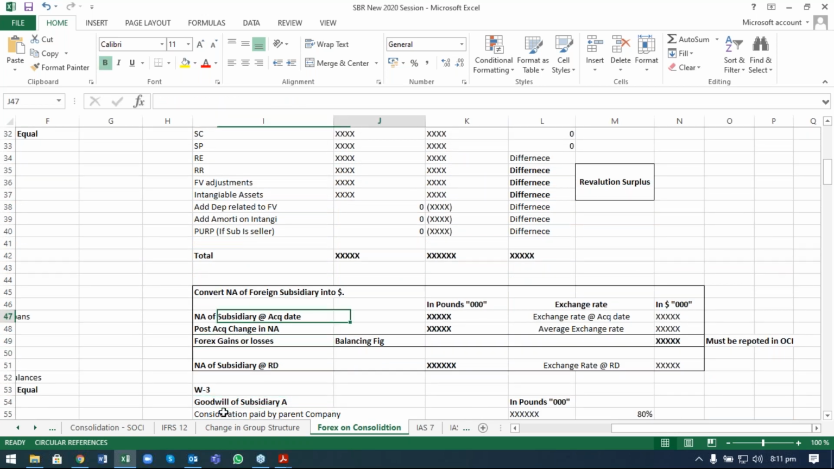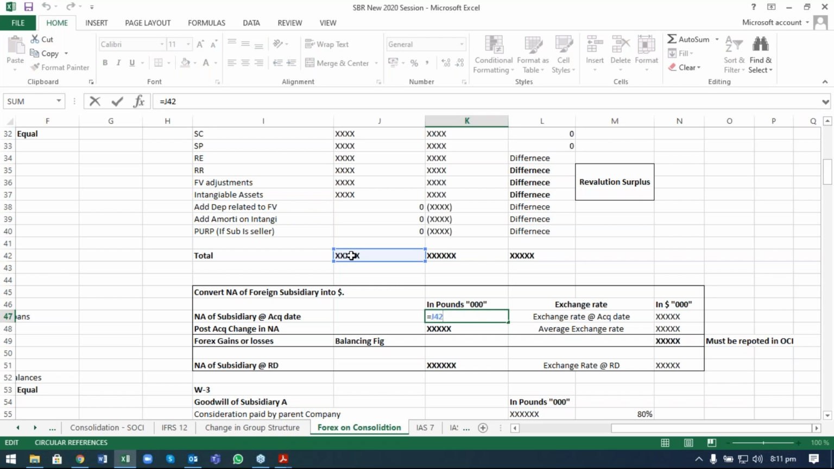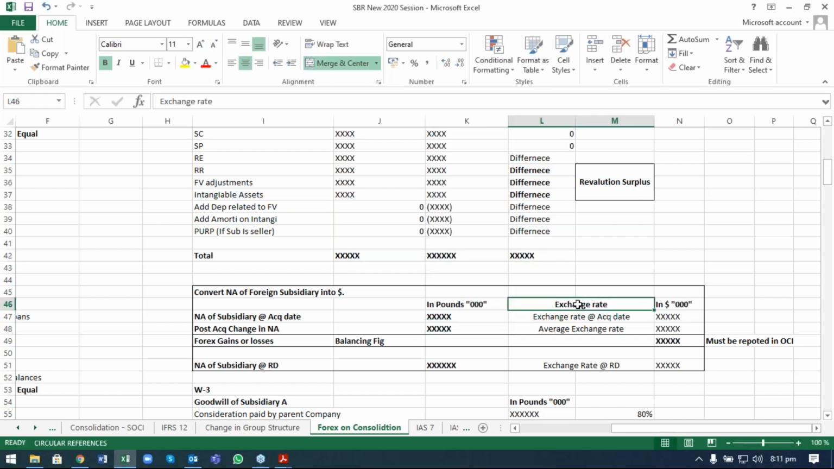How are you going to convert it? Net assets of the subsidiary at acquisition date should be reported in pounds. Post acquisition change in net assets must be reported in pounds. Then net assets of the subsidiary at reporting date. This is the same data: net assets at acquisition date, net assets at reporting date, and the post acquisition difference. If you add this value plus this value, it will give you the same result, this value, right? Now you have to use the exchange rate.